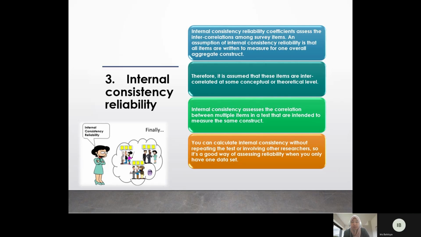You can calculate internal consistency without repeating the test or involving other researchers. So it is a good way of assessing the reliability when you only have one data set. Alright. Maksudnya dekat sini internal consistency ni adalah untuk menguji sesuatu konstruk yang nak digunakan di dalam sebuah kajian.